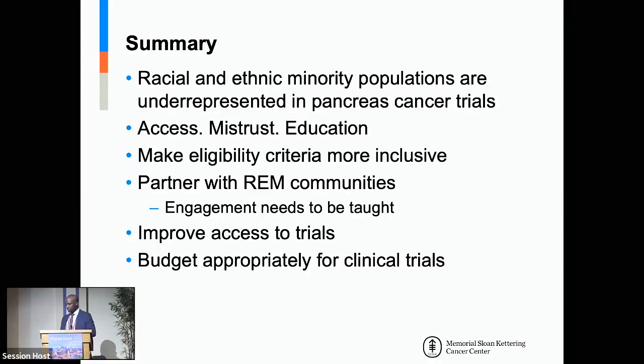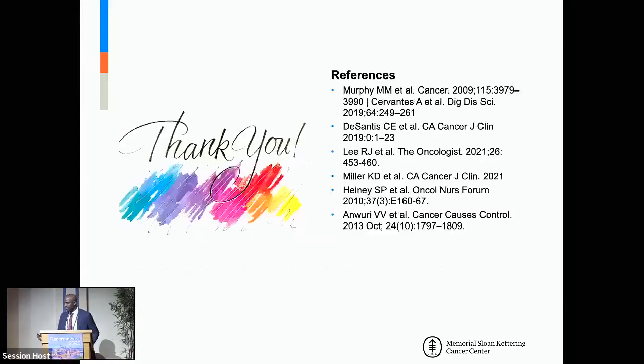Quick points in the summary: make eligibility criteria more inclusive, partner and engage in the community, and make sure that you improve access to clinical trials. A big part of all this is prioritization, so budgeting appropriately for clinical trials. One last thing: there's always talk about the cost of these things. Where you put your money does show what your priorities are.